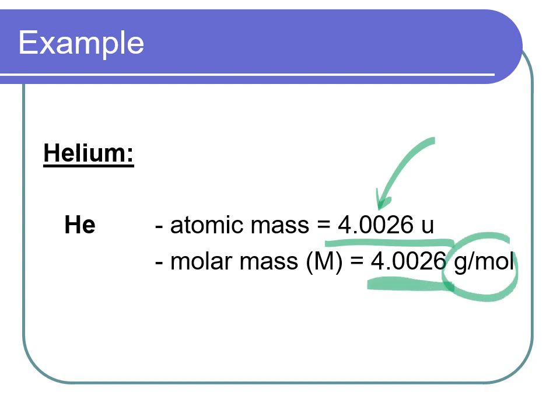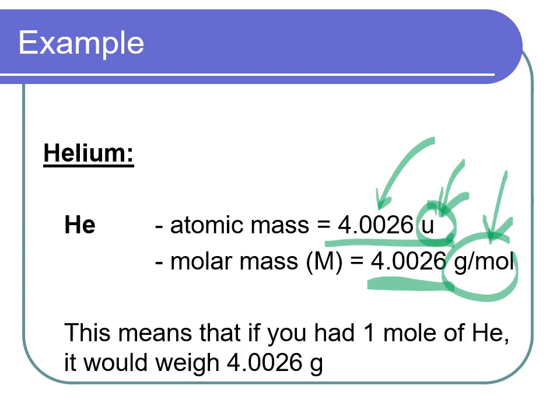The units are different, though, because we're not talking about the mass of an individual atom anymore. That's atomic mass units. With molar mass, we're talking about the mass of a mole of those atoms. And the numerical value is going to be the same because it is also a relative value system, just like the atomic masses for the individual atoms. So if you had 1 mole of helium, it would weigh 4.0026. And again, the units for molar mass we would put as grams per mole.